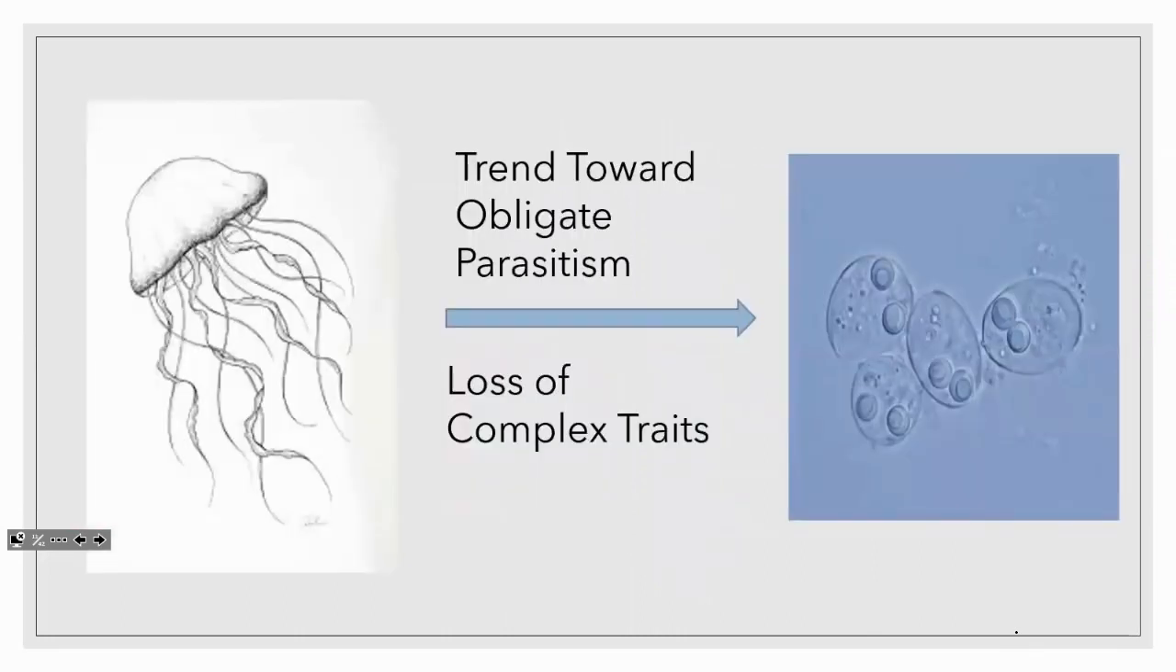So, T. bryo and other Myxozoans, by this logic, are cnidarians, but they were probably more complex cnidarians in the evolutionary past. However, as they trended towards obligate parasitism, they lost all of these complex traits. These traits no longer served a purpose in their life cycle, so they became further and further reduced into what we see today. These are Myxozoans.